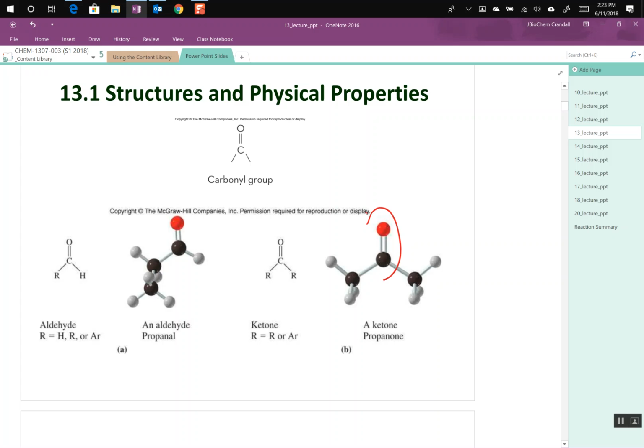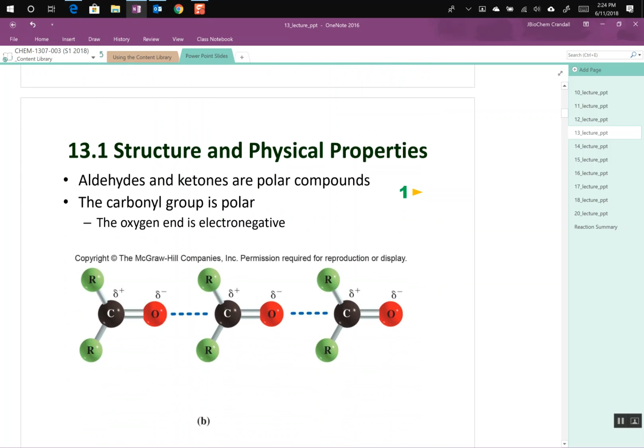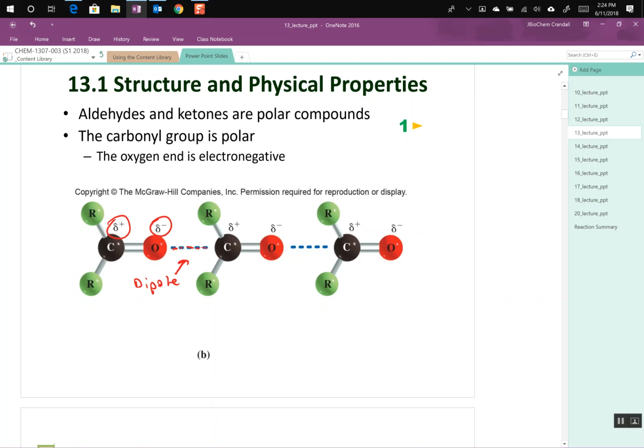Okay, so here we still have a polar molecule. That oxygen is polar. It's going to be partially negative, and it's going to cause this carbon to become partially positive down here. Okay, but it is not going to hydrogen bond. All right. So you can see you're still going to get these polar interactions where you have the partially negative oxygen and partially positive carbon here. Okay, and those are going to form dipole attractions, but not hydrogen bonding attractions.